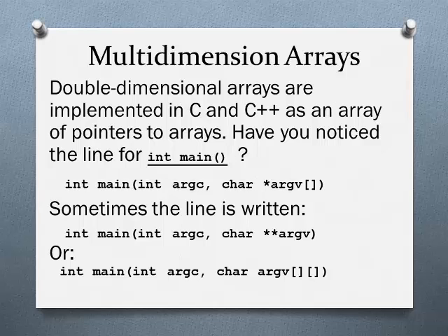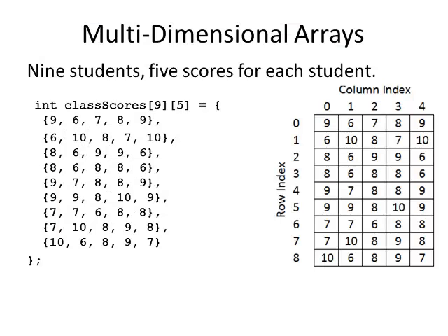Here's some information about multi-dimensioned arrays. Double dimension arrays are implemented in C and C++ as an array of pointers to arrays. Have you ever noticed the line for main where it says int main, int argc, comma, character star argv, open, close square brackets? For example, here's a multi-dimensional array. Suppose I have 9 students with 5 scores for each student. The way I could initialize the array, I could say int class scores, open square bracket 9, close square bracket, open square bracket 5, close square bracket, and then a list of all my scores.